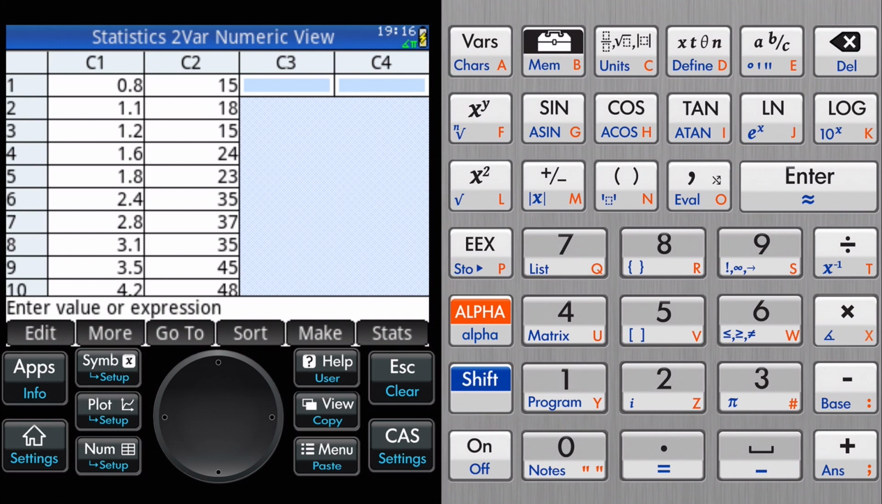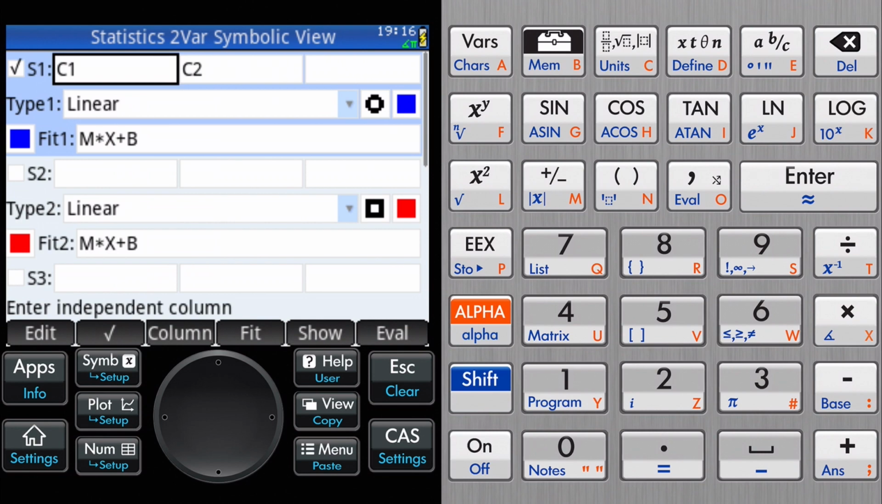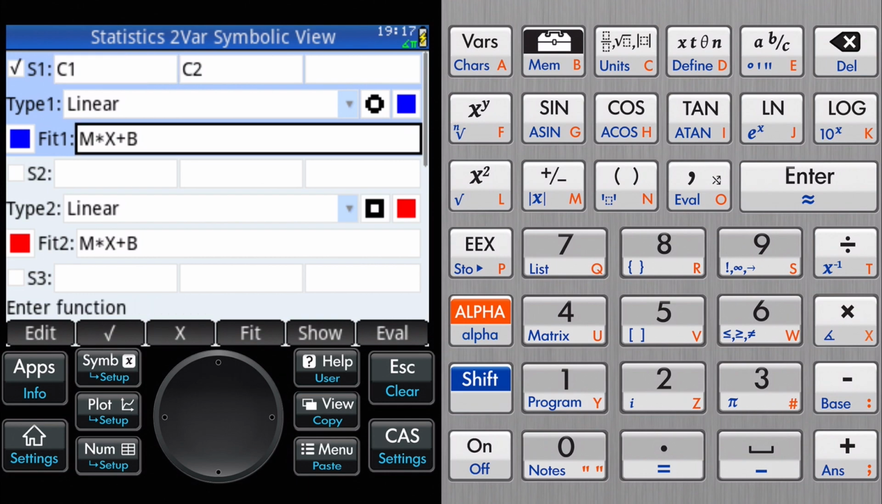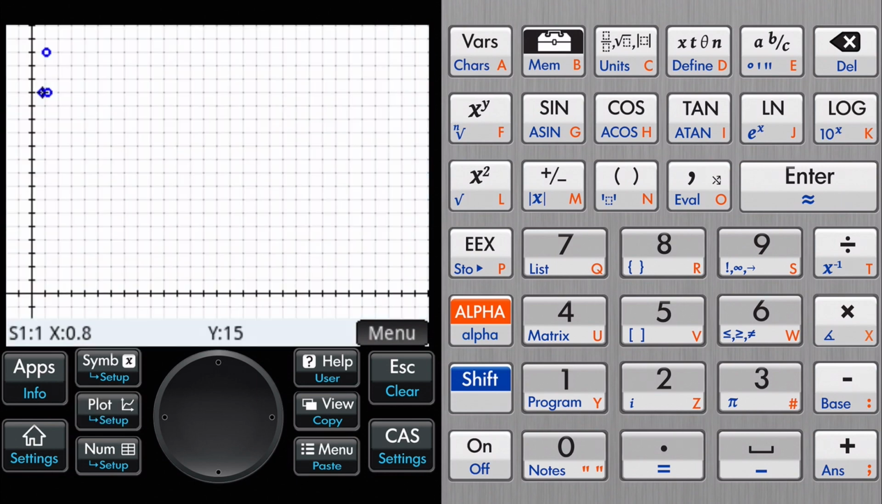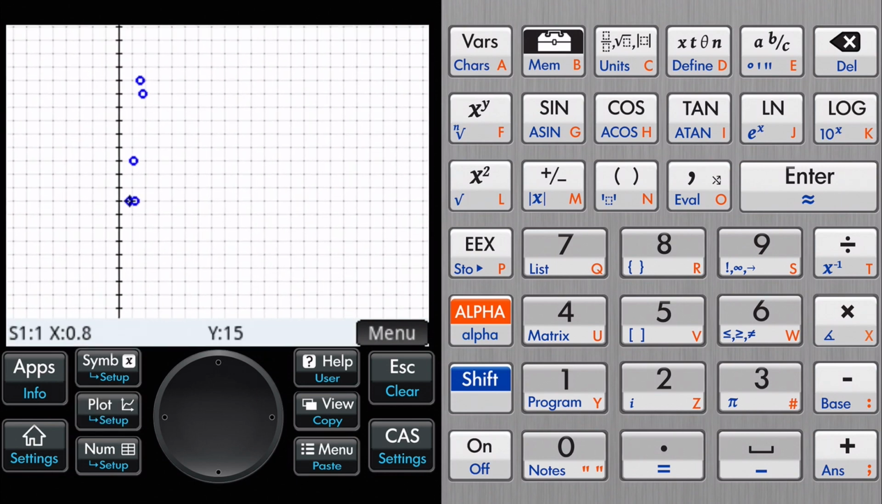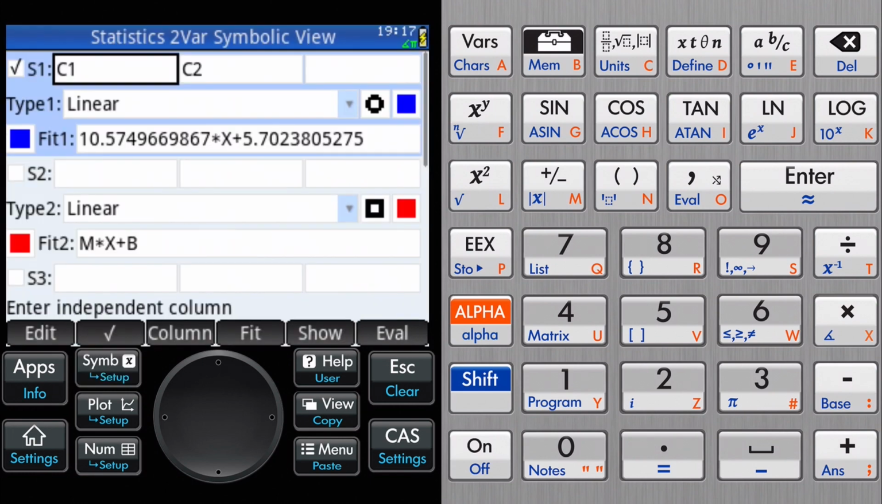So the next step is to come down here and, next to the apps button, click on the symbol button. We can see we've got C1, C2, and it's a linear regression, and we've got the linear equation there, m times x plus b. So I'm going to press plot to show the plot, and I'm going to go back to symbol, and this puts in my figures. So you can see here I've got 10.5749 times x, plus 5.70, and so on. So that gives me that value there.